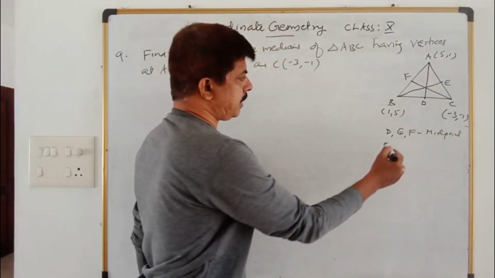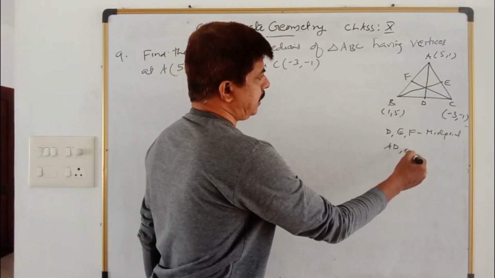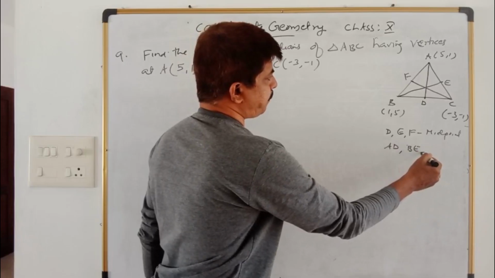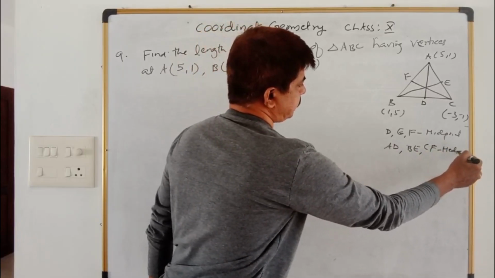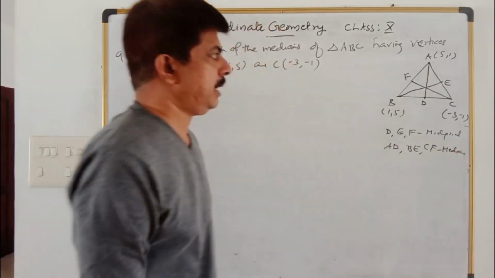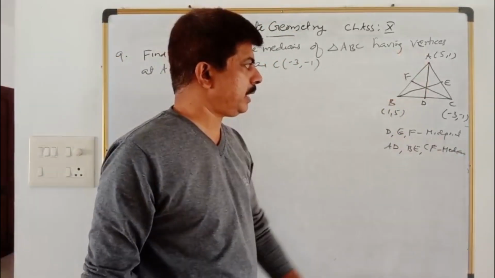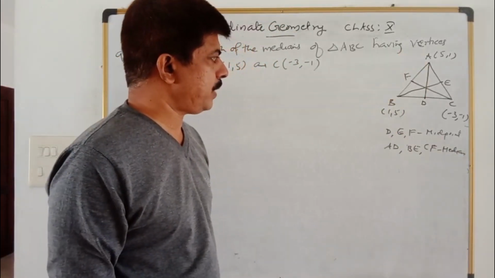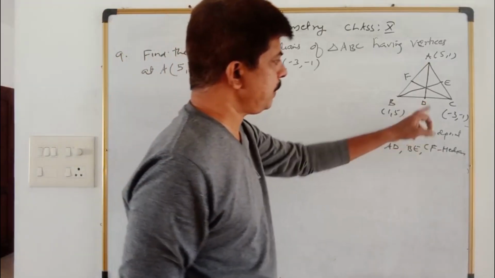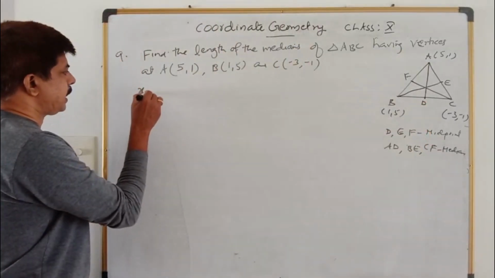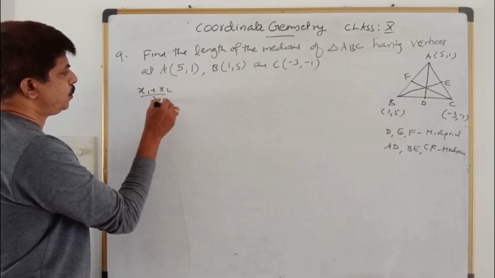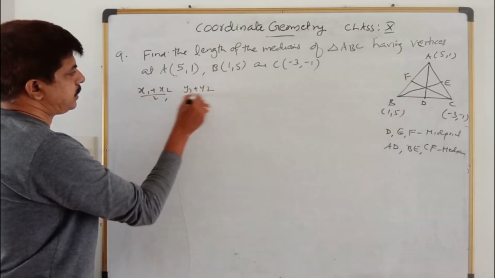So what are the medians? AD, BE, CF are the three medians. That line segment only is called a median, and that distance you have to find out. So let us find each midpoint. We have the midpoint formula, no? What is the midpoint formula? x1 plus x2 by 2, y1 plus y2 by 2.